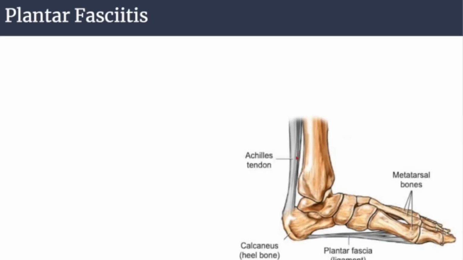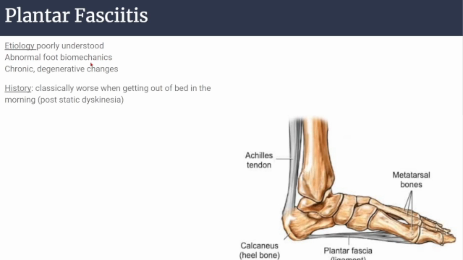Okay, plantar fasciitis, right? So here's the plantar fascia, just a ligament that connects the calcaneus to the distal forefoot, plantar foot, provides arch support. Okay. How does it get injured? How does it become a fasciitis or a fasciopathy? Not really well understood, but thought to be related to biomechanics and some chronic degenerative changes.